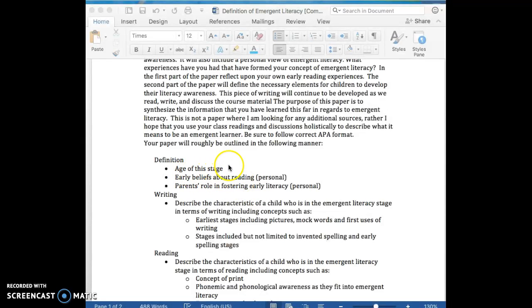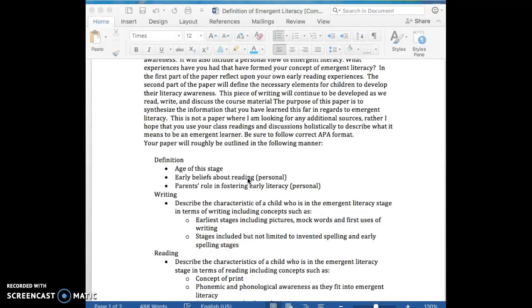So you would talk about what is the age that we've talked about in class and read about. Who are the children we're talking about when we're talking about emergent literacy? And then you're going to talk about your own beliefs. So this section right here, when you talk about your own beliefs or wherever it's labeled personal, you don't have to give any references, but what do you believe? What are your earliest beliefs about reading?